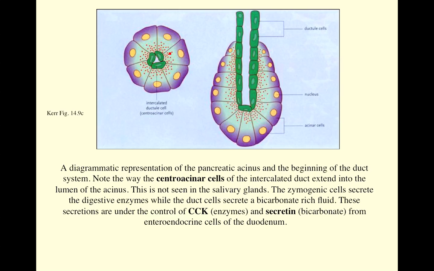The duct cells, however, contain receptors for secretin. And so when secretin is released, just like when secretin is released for the liver, these duct cells release bicarbonate into the pancreatic juice. So secretin works both at the level of the liver and at the level of the pancreas. CCK also works at the level of the liver and also the gallbladder and at the level of the pancreas in the form of the acinar cells.